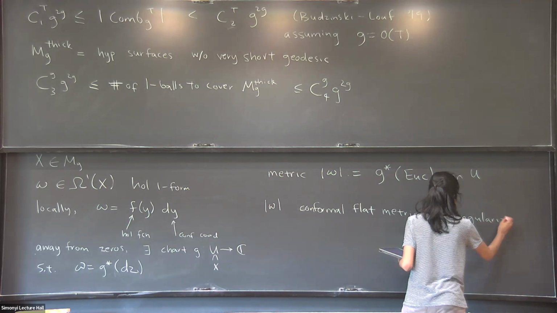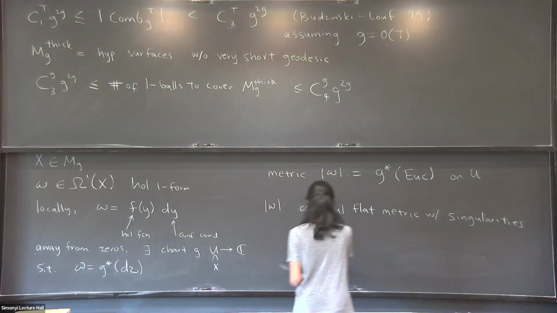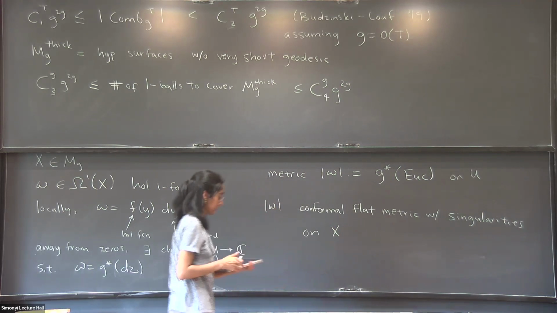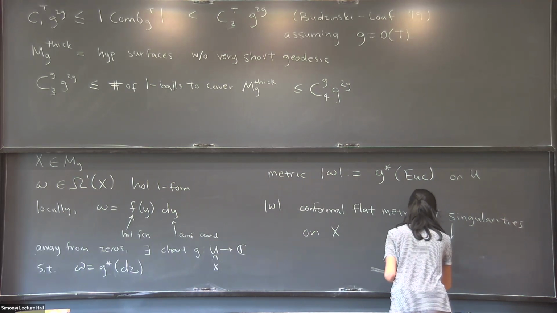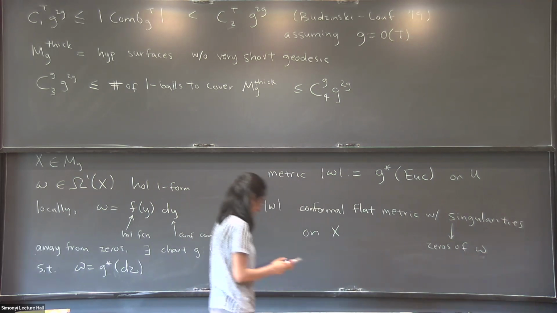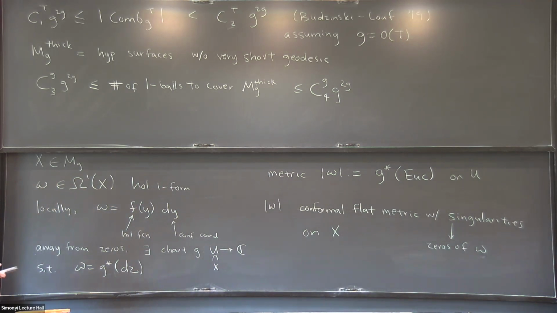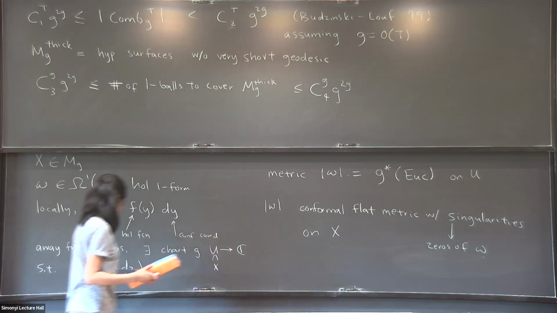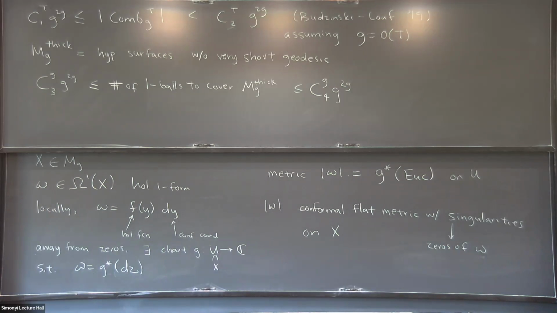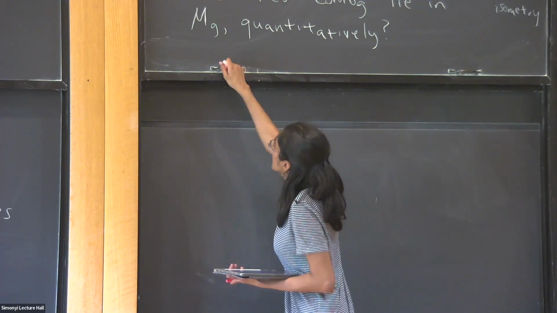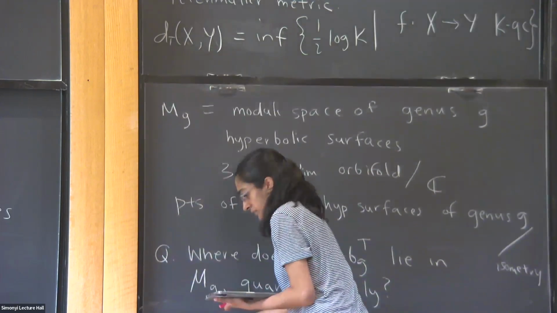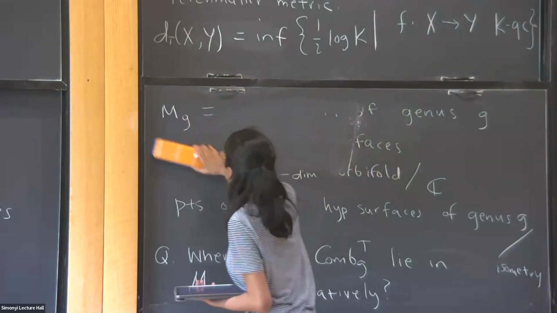With singularities on X. And the singularities are going to be at the zeros of omega. So maybe it's useful to see an example.